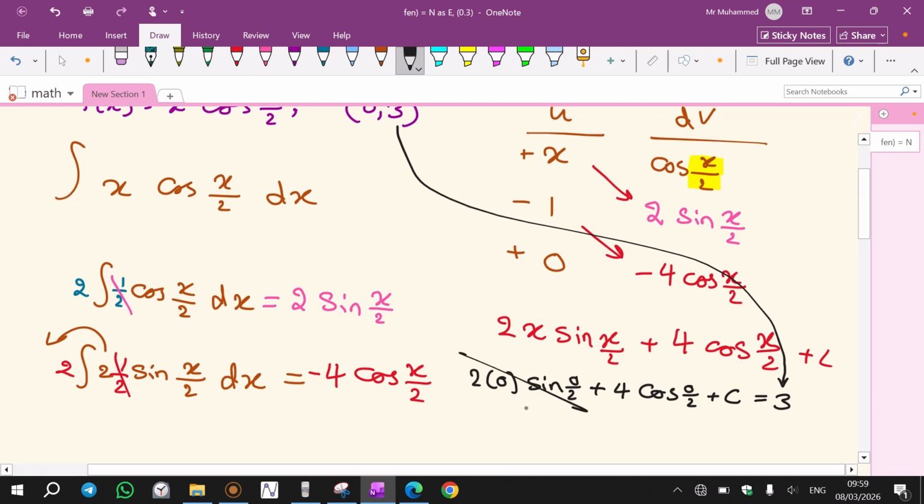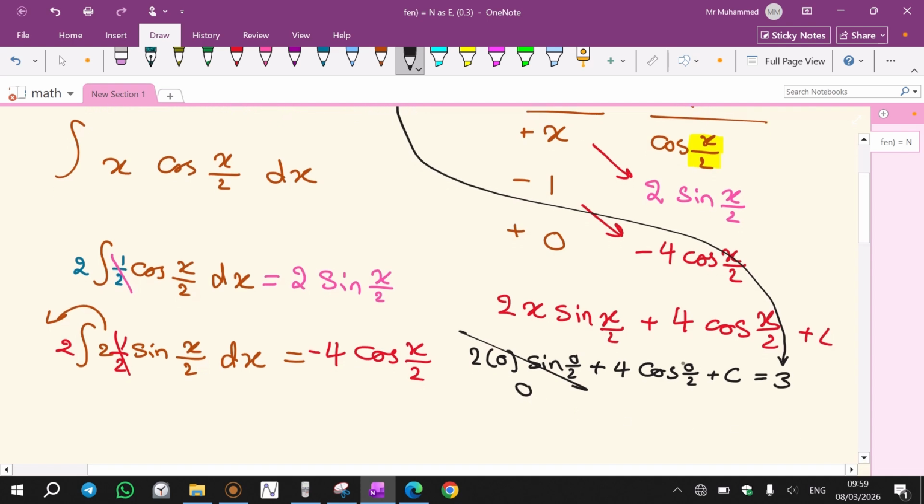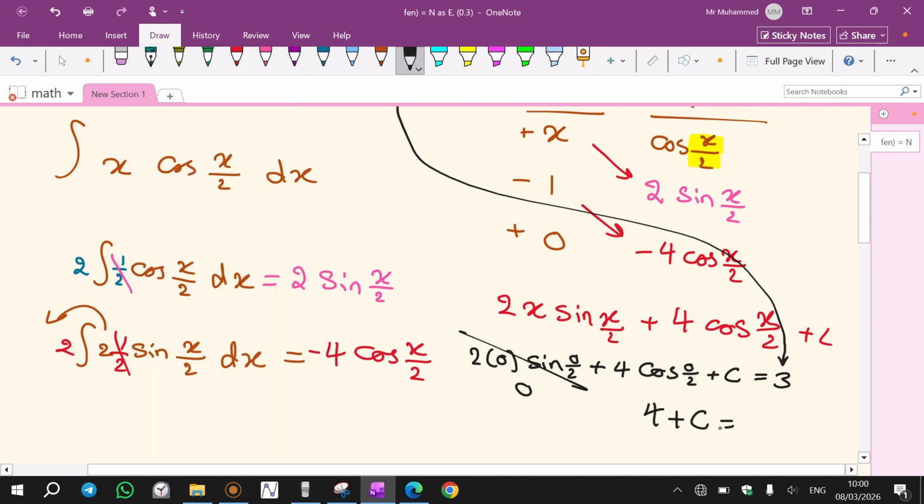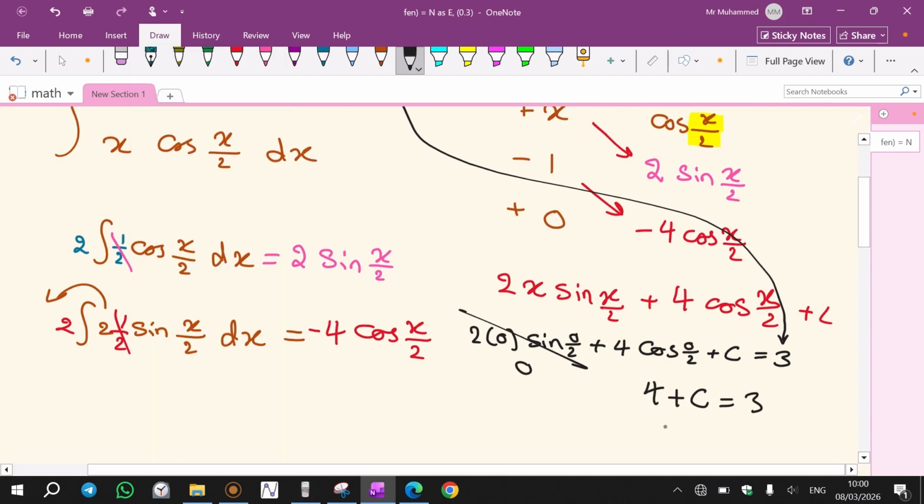This side is completely 0. It's gone. 0 divided by 2 is just 0. Cosine 0 is 1. Cosine 0, 1 times 4 will be 4. Then 4 plus c equal to 3. Send 4 to the other side. C equal to negative 1.